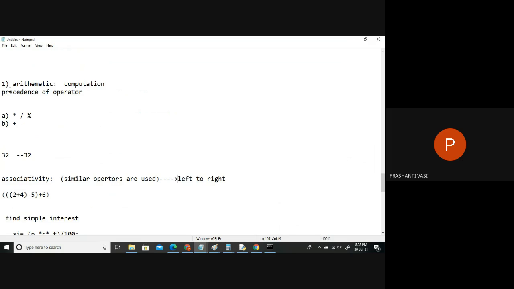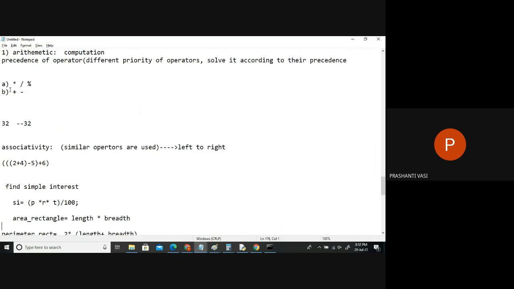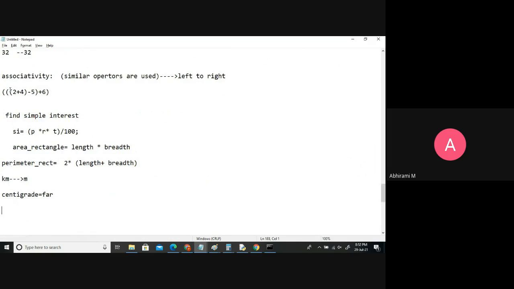And when should we talk about precedence of operators? When we have different types of operators. Then solve it according to the precedence. Okay, is that clear? Any confusion? No, ma'am. So this is only for calculations. Anything with a formula, a plus b whole square, there's a formula.